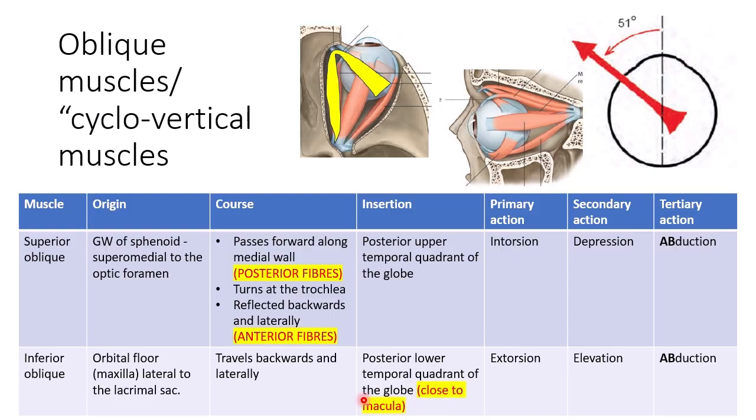Now this is an MCQ. This is a very favorite MCQ. Which muscle is inserted close to the macula? So this is the insertion of the inferior oblique over here. This is the superior oblique over here, right?